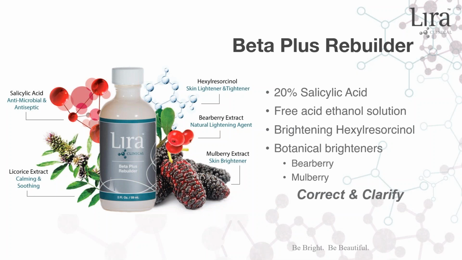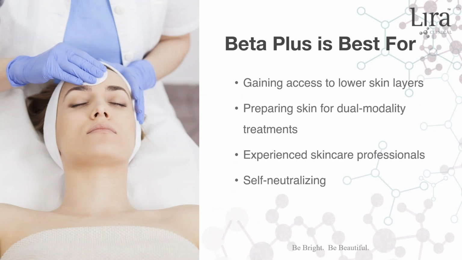So when do we use our Beta Plus? Beta Plus is best for gaining access to your lower skin layers. Almost always your clients will experience some form of sloughing or peeling when you've applied that Beta Plus. It works very nicely as a prepping solution for a dual modality treatment.